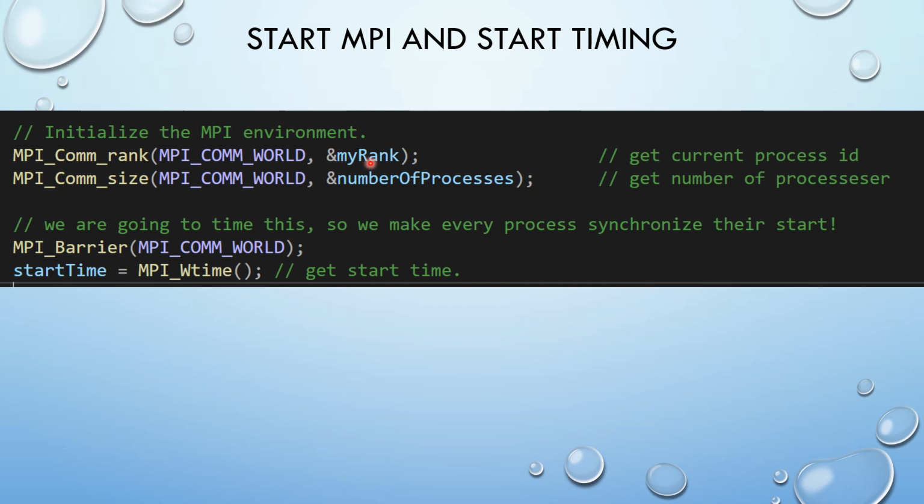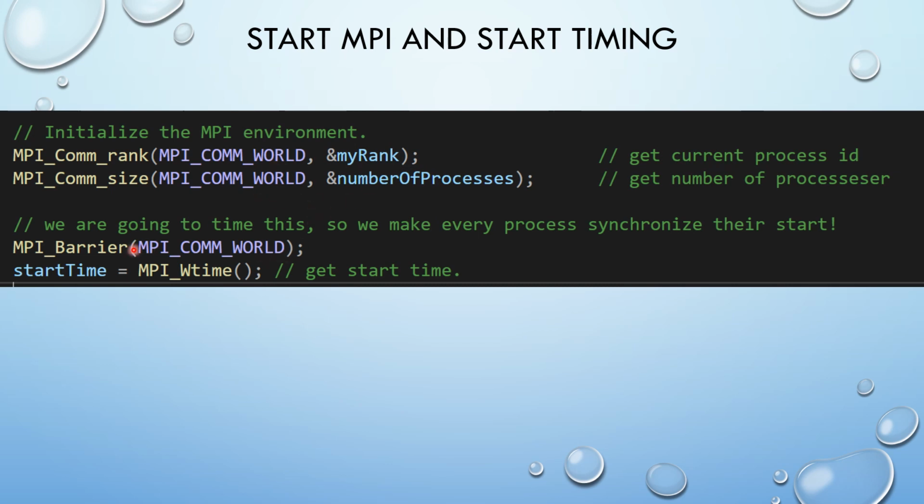If I'm 0, I'm going to do a certain set of work, and if I'm every other process, I'm going to do a different set of work. I also get the number of processes, and it's particularly process 0 that needs to know this, because it's going to expect to receive a message from every other process, so they can get a total of the number of points generated within the circle.